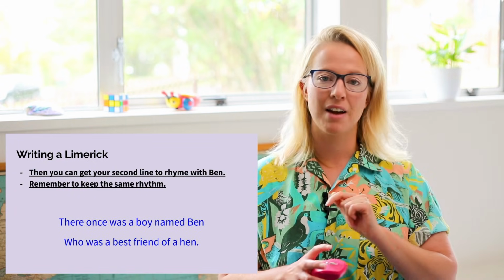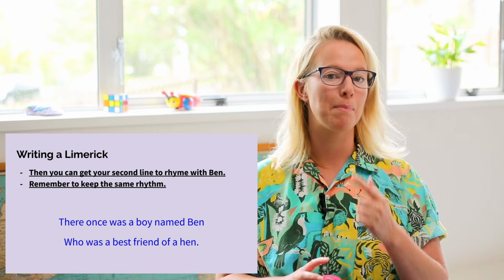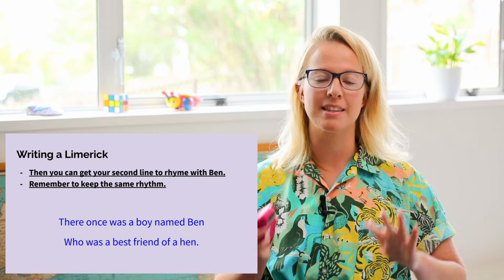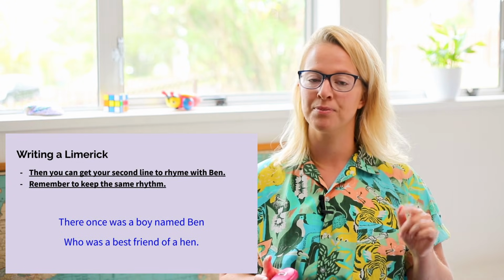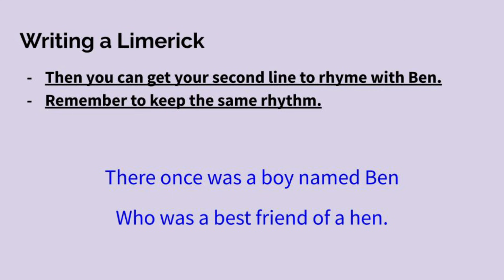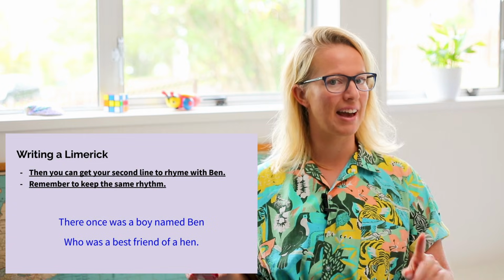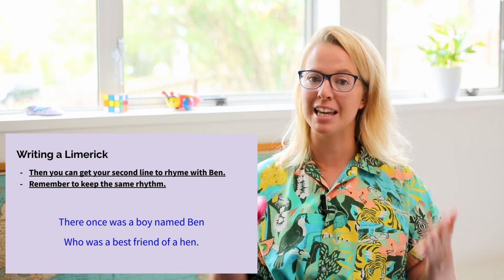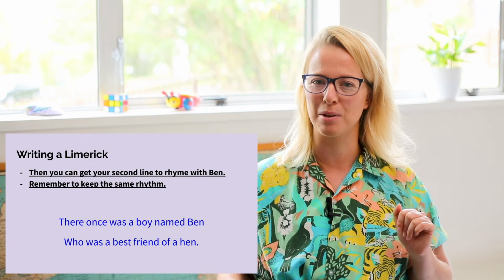Okay, so now we need to write our second line that rhymes with Ben, and we need to make sure we're keeping the same rhythm as line 1. So here is my first and second line. There once was a boy named Ben who was a best friend of a hen. Okay, Ben and hen rhyme, and I'm keeping that same rhythm that we were talking about.